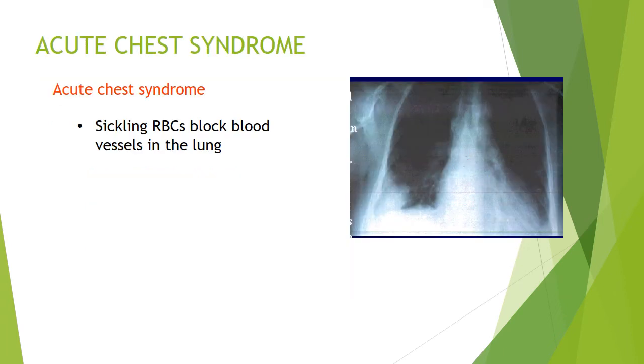Acute chest syndrome. Acute chest syndrome is the most common complication. There occurs sickling of the RBCs, which blocks the blood vessels in the lung. The pattern is similar to pneumonia. The clinical features that occur here are chest pain, cough, tachypnea, wheezing, and hypoxia. There can also be pulmonary infarctions.